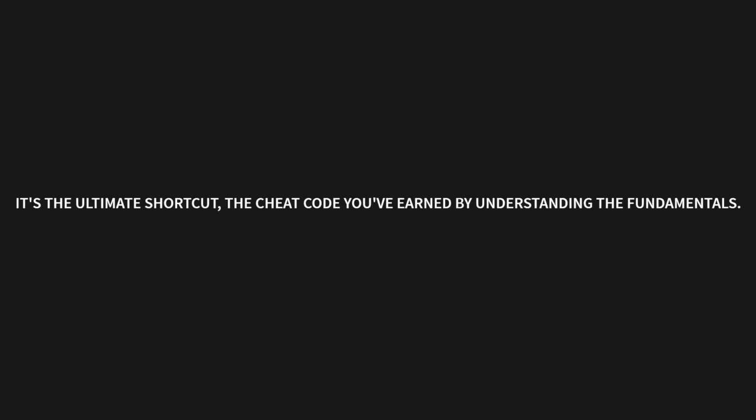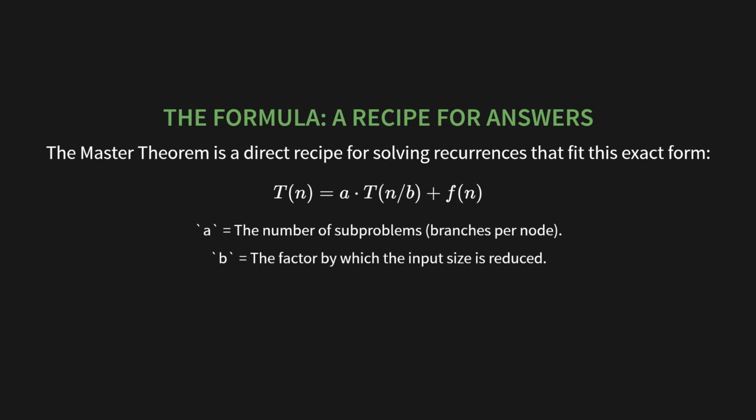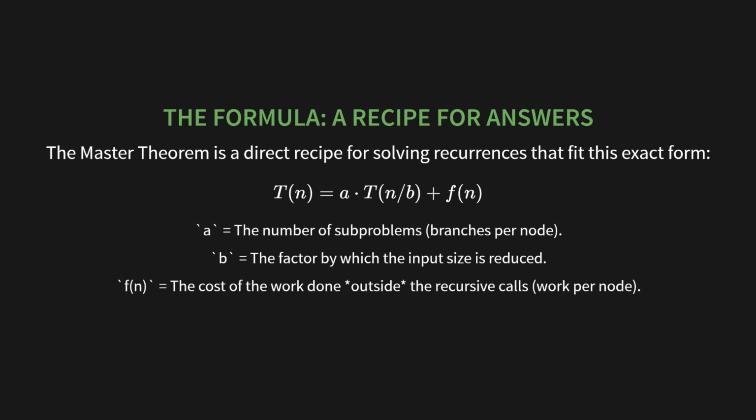Let's look at the formula. This is your recipe for answers. The Master Theorem is a direct recipe for solving recurrences that fit this exact form. T of n equals a times T of n over b plus f of n. Let's break that down. A is the number of subproblems, which is just the branches per node. B is the factor by which the input size is reduced. And f of n is the cost of the work done outside the recursive calls. In other words, the work per node.